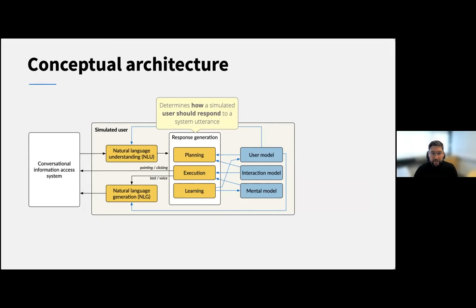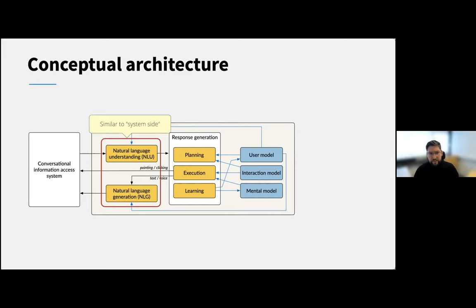In the planning stage, it figures out what it wants to ask, the information need. Then in the execution stage, it decides on the course of execution based on the user's mental model of the system. For example, it will not attempt to navigate a list using voice if it didn't work in the past, but would rather click on the item. And then based on how the system reacts, this learner module can make updates to the user model and the mental model. And there is natural language understanding and natural language generation, which are very similar to the system side, and we can draw on research that has been done there. So I don't want to talk much about those.